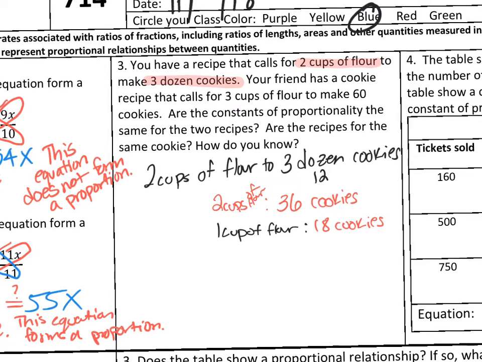So I'm going to read past this highlighting right here. I'm going to start from the beginning. You have a recipe that calls for 2 cups of flour to make 3 dozen cookies. Your friend has a cookie recipe that calls for 3 cups of flour to make 60 cookies. Are the constants of proportionality the same for the 2 recipes? Are the recipes for the same cookie? How do you know? Okay, so constants of proportionality.